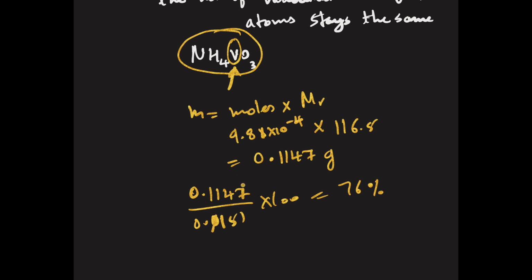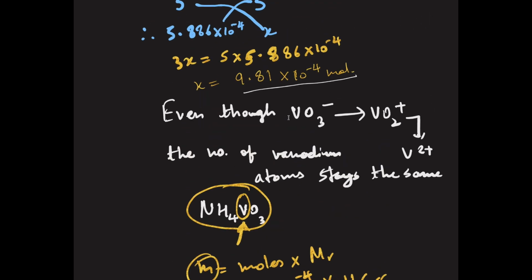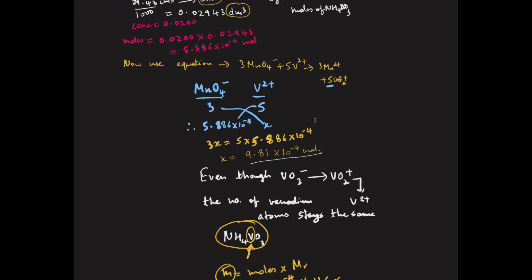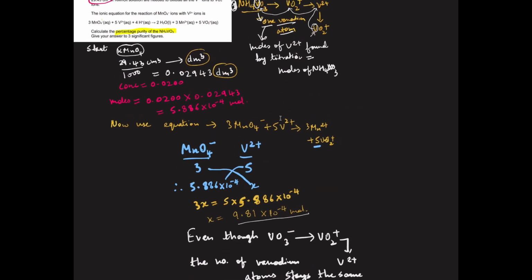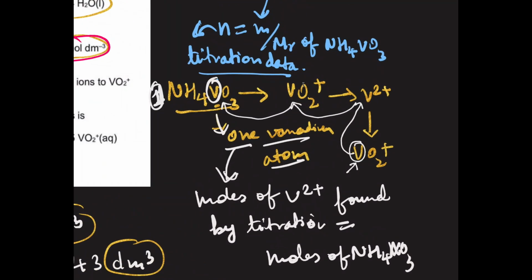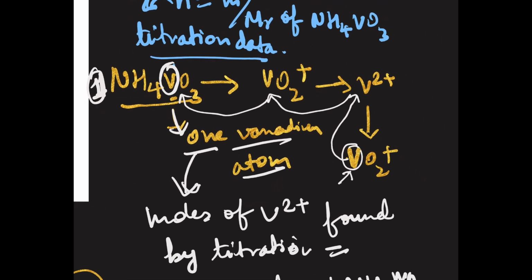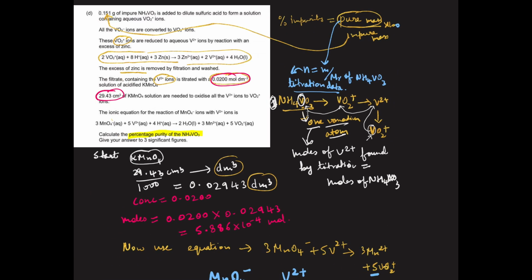Now this is my mass I calculated here. I hope this makes sense. There were a couple of key things in this question that I hope you understood: that we use the titration to work out the moles of vanadium, and the important point is that the number of moles of vanadium is equal to the moles of NH₄VO₃ as well, because I think people don't get convinced with that.